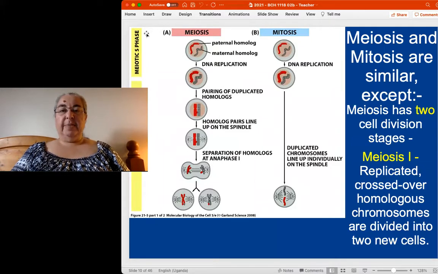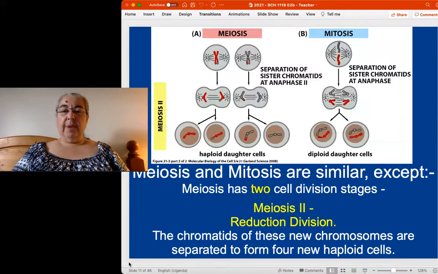So we've seen that meiosis has 2 different stages, meiosis 1 and meiosis 2. During meiosis 1, the replicated chromosomes carry out crossing over and are then divided into 2 new cells. So you'll see here illustrated the crossed over part of the chromosome.